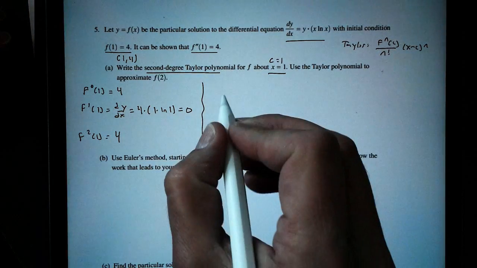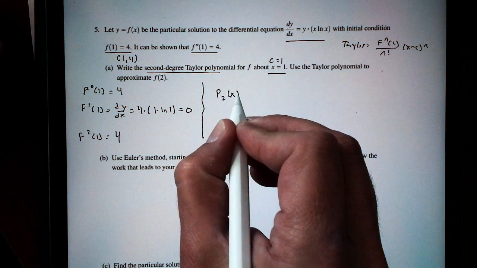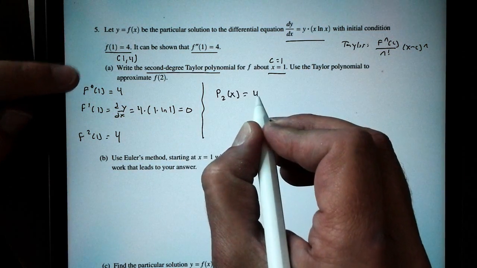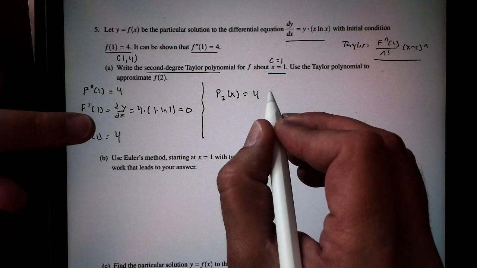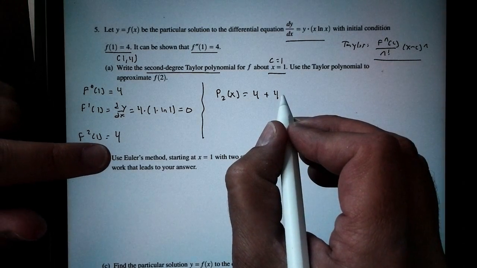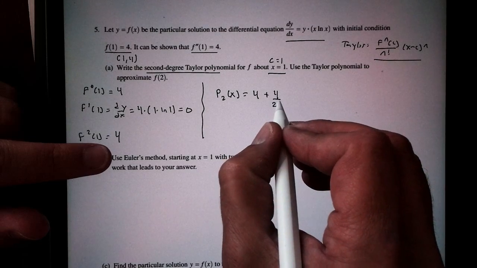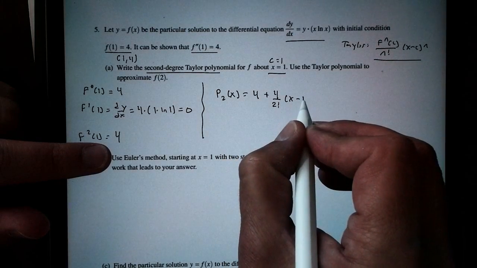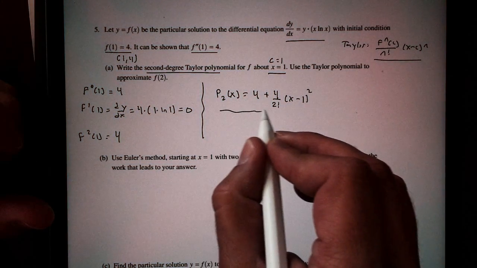So now we're going to go ahead and write our Taylor polynomial. The second degree Taylor polynomial equals 4, I'm using my polynomial rule right here, plus 0, don't worry about that, plus this 4, and remember, this is 2, so it comes over 2 factorial, and then (x minus c), which is our 1, squared. And there's our Taylor polynomial.